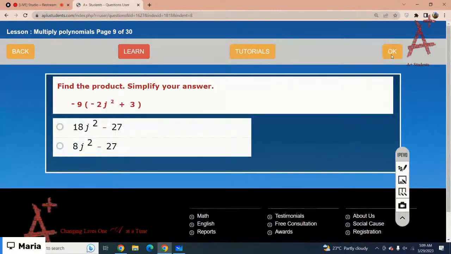Okay, find a product. Negative 9 times negative 2 is 18j square. Negative 9 times 3 is negative 27. So it would be 18j square minus 27. Got it? So option number 1 is the correct option. Just select the correct option, then click on the OK button. Got it?